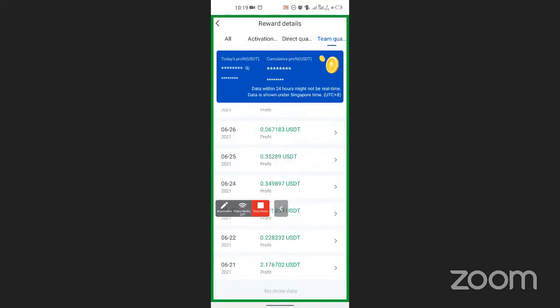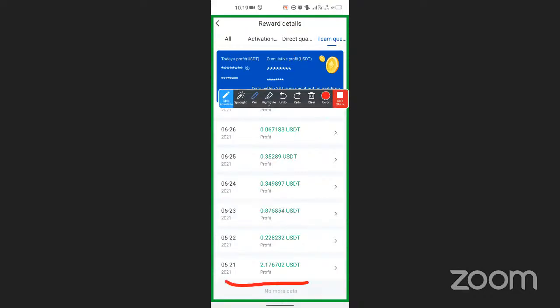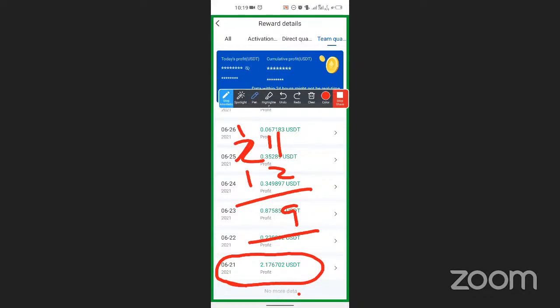All right. So I joined the business on the 12th of June, 2021, ladies and gentlemen. And on the 21st, ladies and gentlemen, I started making my first bonus. So I made my first $2 because here is when I became a V2. That is 9 days after joining the business. I had 20 people in my team, and I started making the team quantification. And my first bonus, ladies and gentlemen, was $2.